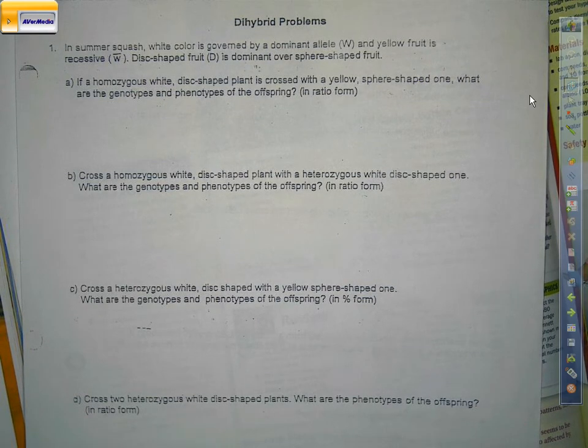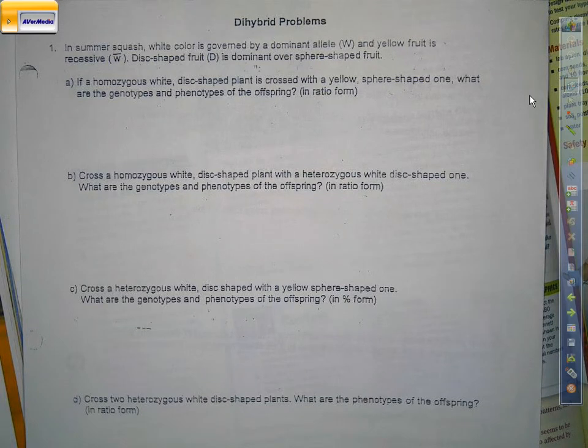Okay. So I am going to give you a simple situation to start off with dihybrids. Everybody needs to grab their brain and focus up here. Okay. This is not easy stuff. The first one says, in summer squash, white color is dominant over yellow color. Well, that's easy. That's a complete dominant situation, right? Except I'm going to give you a different trait at the same time. Disc-shaped is going to be dominant over sphere-shaped. So, if there was a total of four squares in a monohybrid, how many are there in these problems? It's exponential.